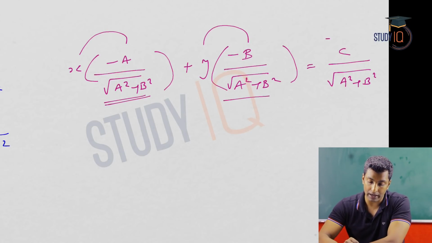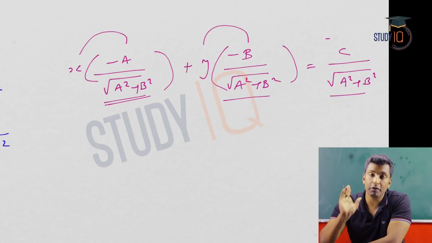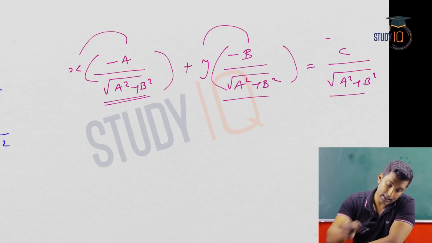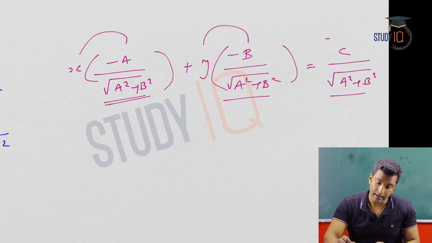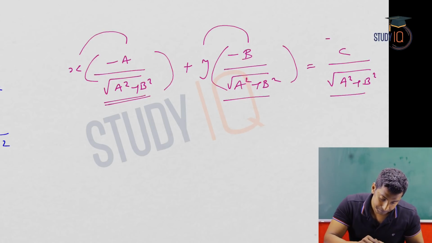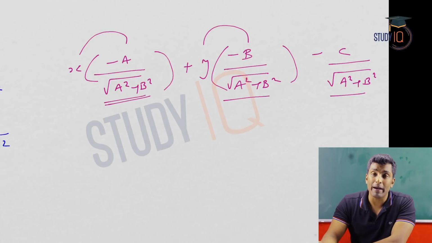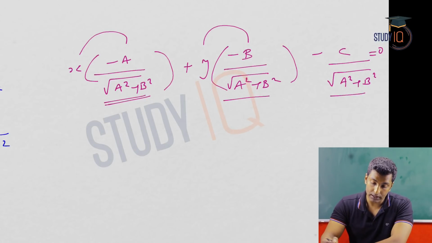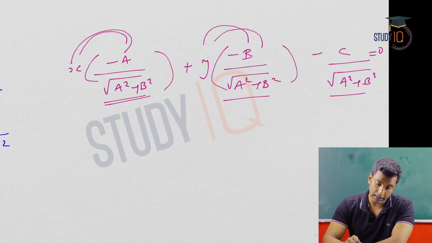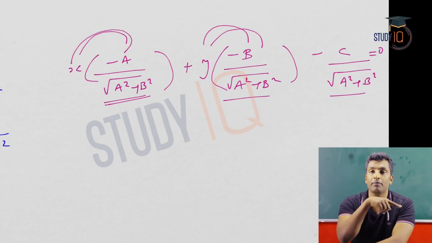Root of a square plus b square is common in all. And you need to put minus also, because the c is coming here. The c can come here, right? So if you remove this equality sign, the c will also become minus. So all are minus, which is equal to 0. So this is of the form ax plus by plus c. We started from there only.